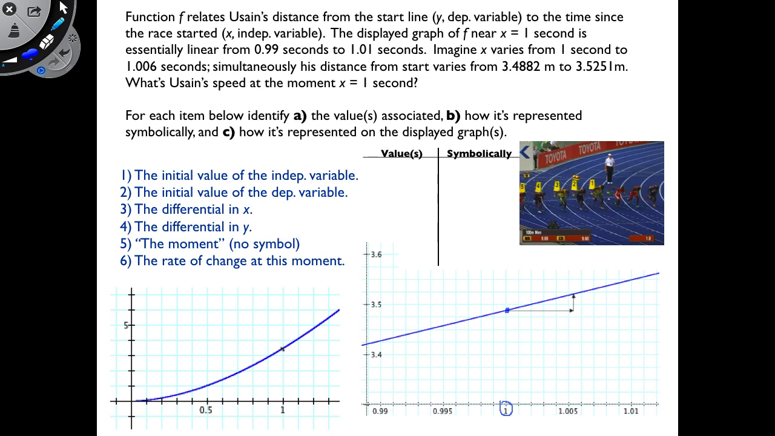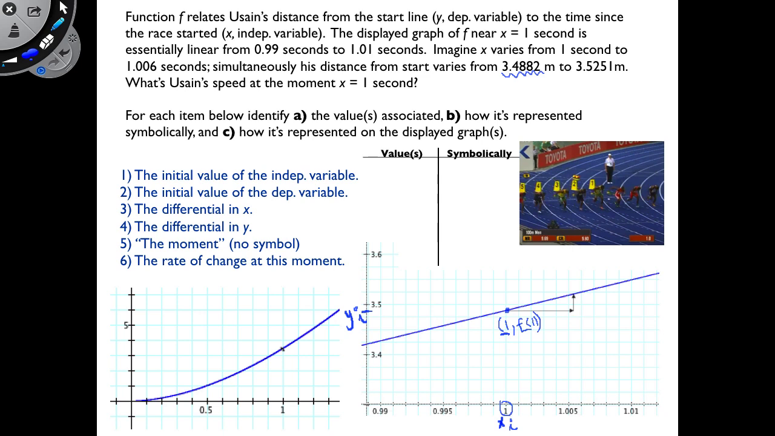At this point, there are 2 numbers going on. It's a correspondence point between 1 and f of 1, which we were told what f of 1 is. It's the distance from the start at time 1, this 3.4882. But our x initial value can be seen down there all on its own. Similarly, our y initial value can be seen over here all on its own. Both of them appear at this point.